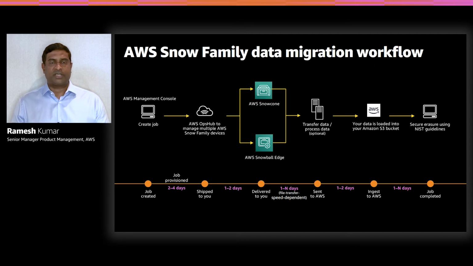You can use OpsHub to set up the NFS file transfer or the data copy using the Amazon S3 endpoint on the Snow device. Once you've copied data onto the Snow device, then the address label on the e-ink display of the Snow device flips to point to AWS. You simply ship the Snow device back to AWS, and we'll ingest or import the data from the Snow device to the S3 buckets that were set up during the job order. The job is now completed, and we will securely erase any data, any options or configurations on the Snow device following NIST guidelines.